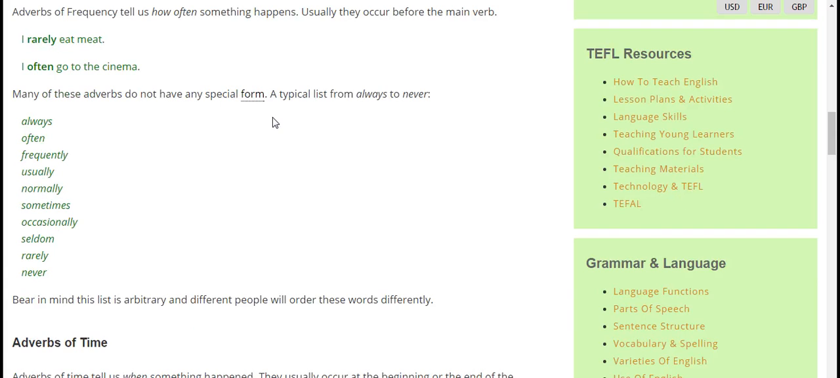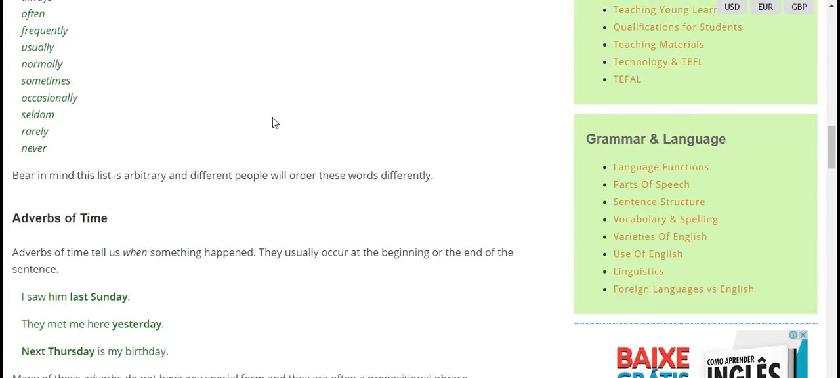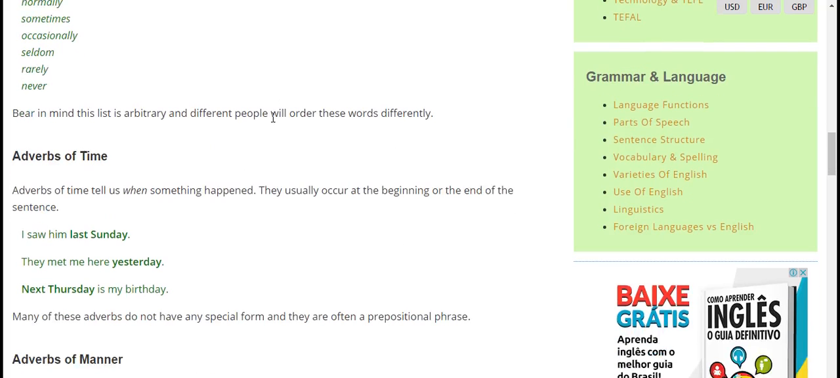Many adverbs do not have any special form. A typical list from always to never: always, often, frequently, usually, normally, sometimes, occasionally, seldom, rarely, never. This list is not definitive and different people use different words.